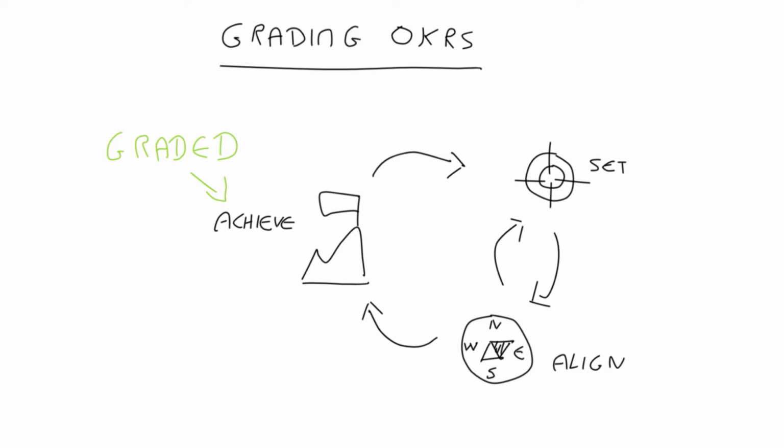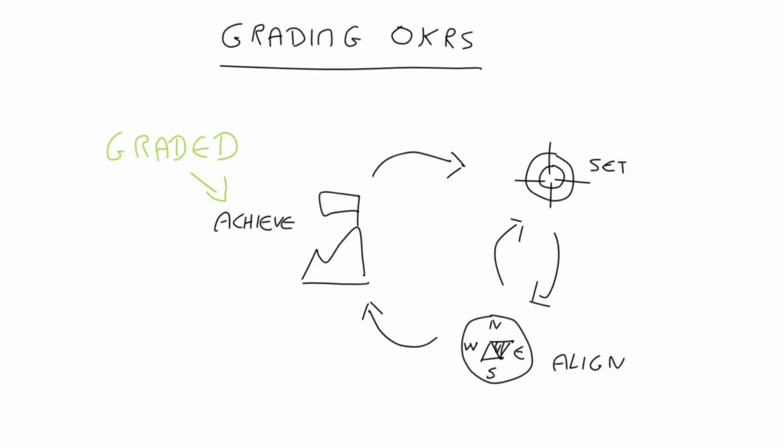No matter how you calculate your score, it's good to understand the meaning behind the numbers and where they come from. The Andy Grove method of grading OKRs is a simple yes or no approach. And to see it in action, let's check out this example.